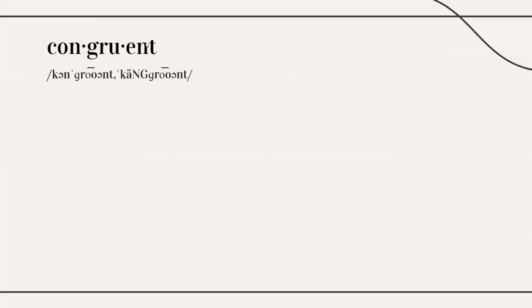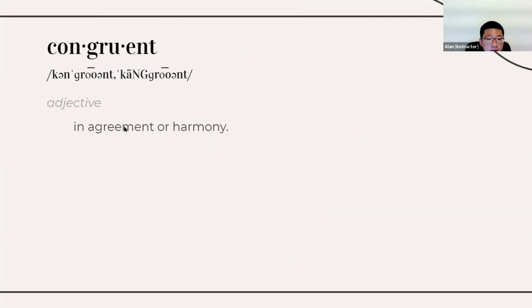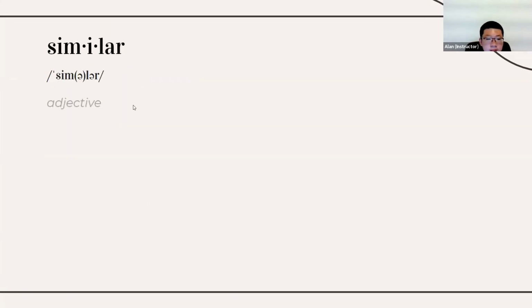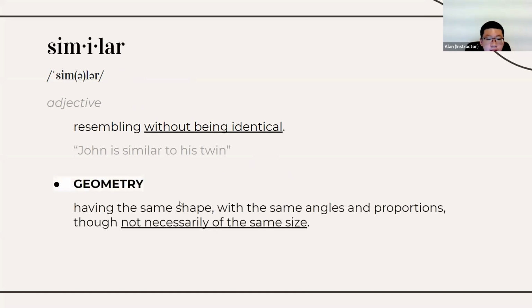So what does the word congruent mean? Well, it's an adjective, and in general it means in agreement or harmony. But in geometry, it's gonna mean identical or equal in shape. And similar, it's an adjective. It means resembling without being identical, but in geometry, it's gonna mean that they have the same shape with the same angles, and there's gonna be a proportion between them, but they're not necessarily gonna be the same size.